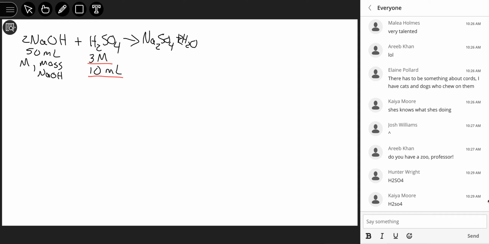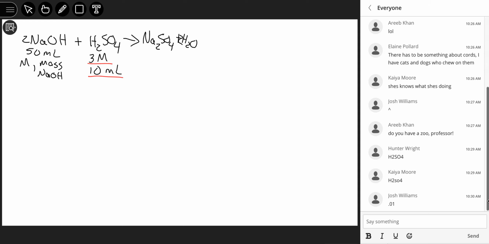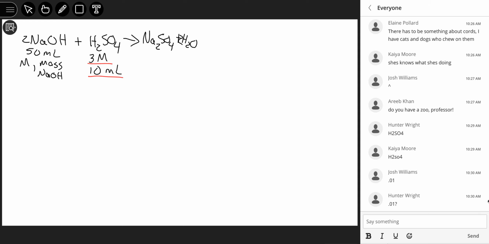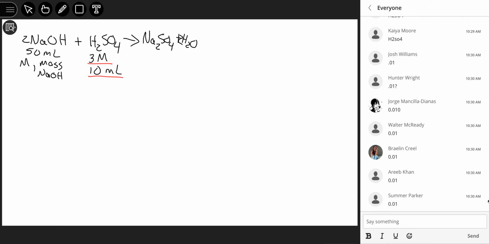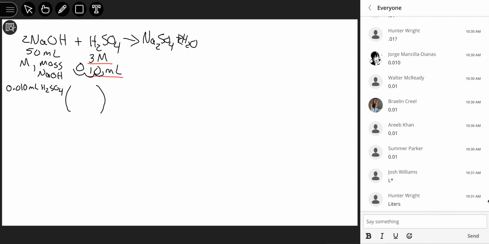All right, so we're going to start with 10 milliliters. Anybody know how much 10 milliliters is in liters? Yeah, 0.01, because you're going to move the decimal place 3 places. So 0.010 liters of H2SO4. And we're going to use the molarity.